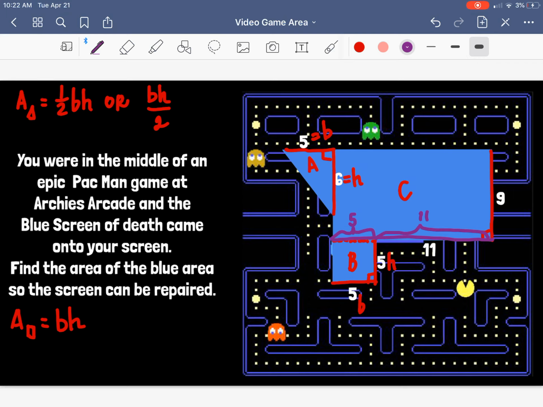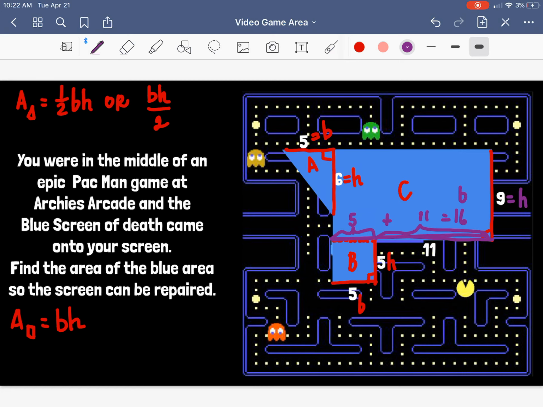Which means if this piece is 5 and this piece is 11, the entire base of rectangle C is 5 plus 11, which equals 16. So for rectangle C, one of your side lengths is 16. You can use that for your base. And the other side length is 9. You'll use that for your height.